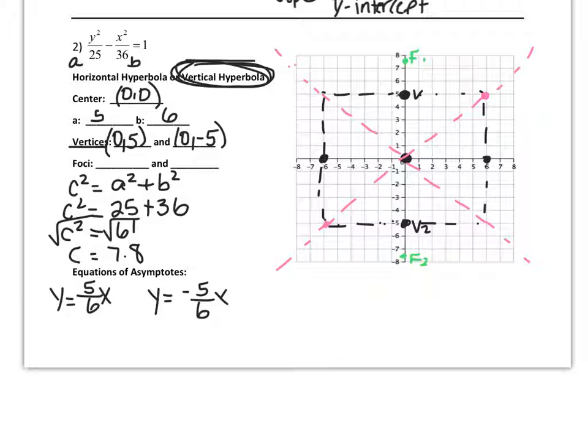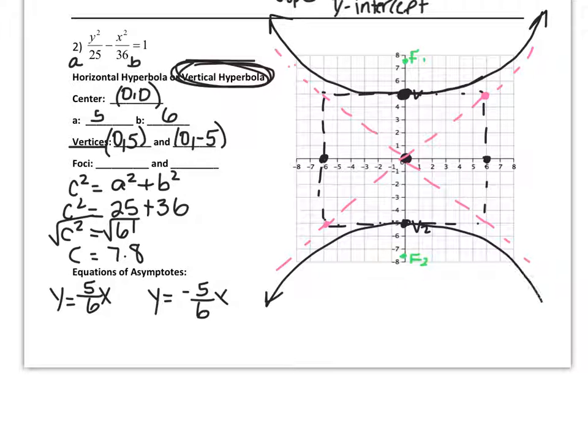And then if we want to just draw in our hyperbola, we start at the vertex and we go out around towards my asymptote line. So here and here. Those are my two branches of my hyperbola. All right, let's see if we could do an example where the center is not at the origin. Let's move on to the next page.